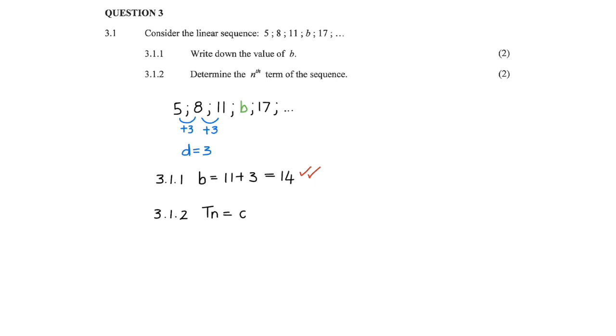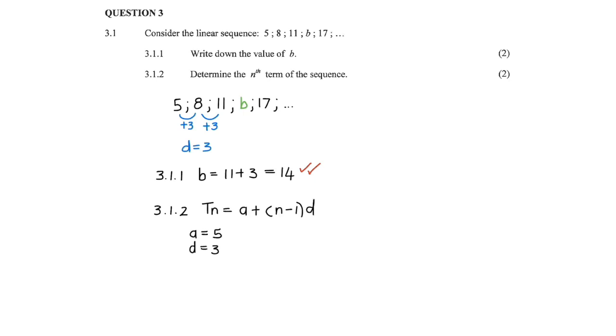So what happens now is we substitute the value of a and the value of d into this formula. So then we have 5 plus (n minus 1) times 3. Now we expand the brackets. So we have 5 plus 3n minus 3. 5 minus 3 equals positive 2. So the general term is equal to 3n plus 2.